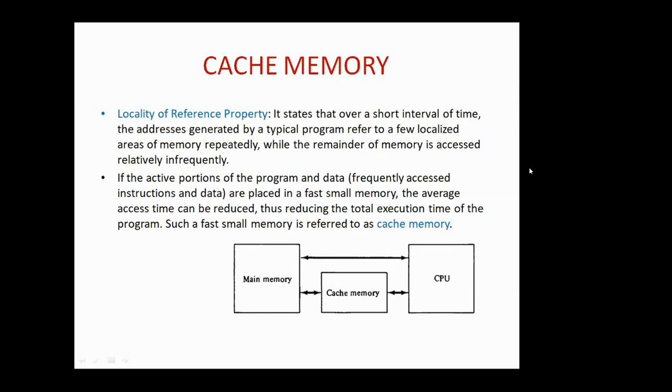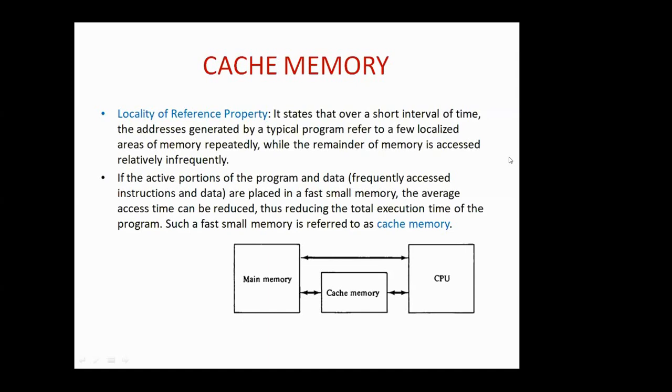So if the CPU is asking for an address, for example, 500 address, then the next address that the CPU will ask for will be somewhere around there, around that. So this is called a locality of reference. This locality of reference property is very useful when we see this cache memory concept.